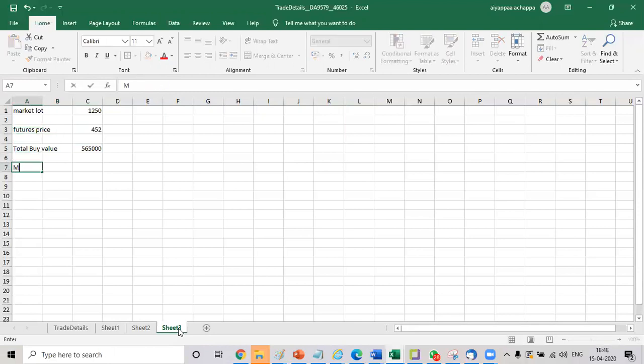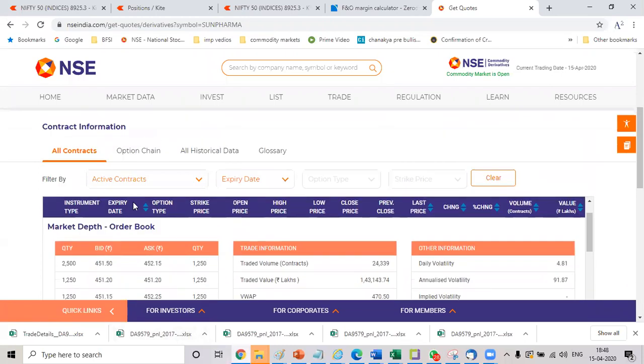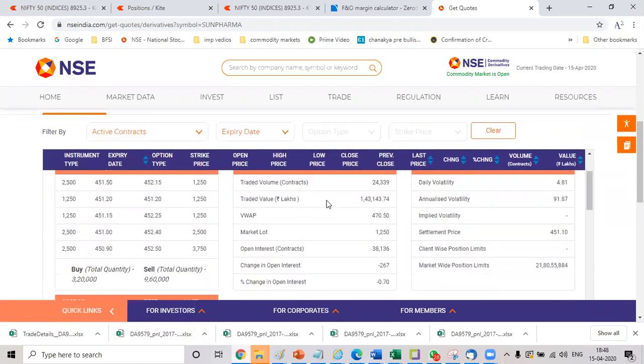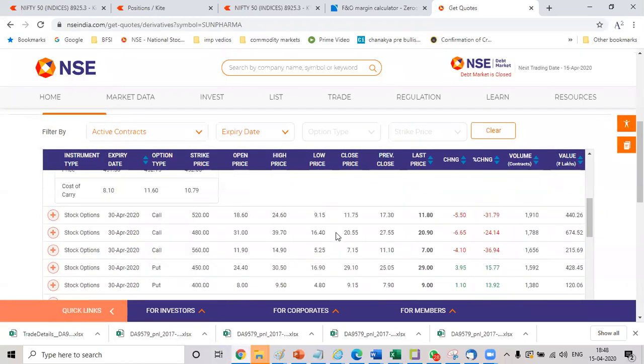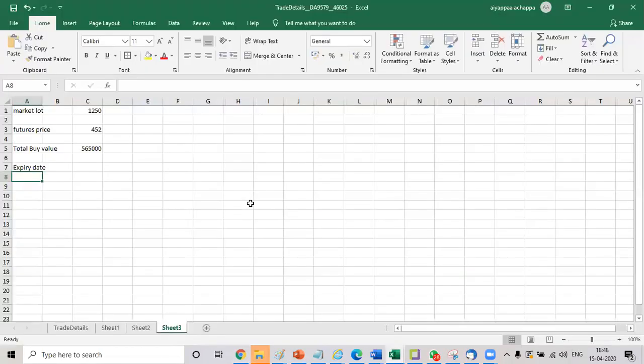What is the maturity date or the expiry date? When do you get the delivery of the shares? Now the expiry for this particular contract, you can see here, that is 30th of April. So the expiry date is 30th April. So 30th April, you're going to get the delivery of the shares.